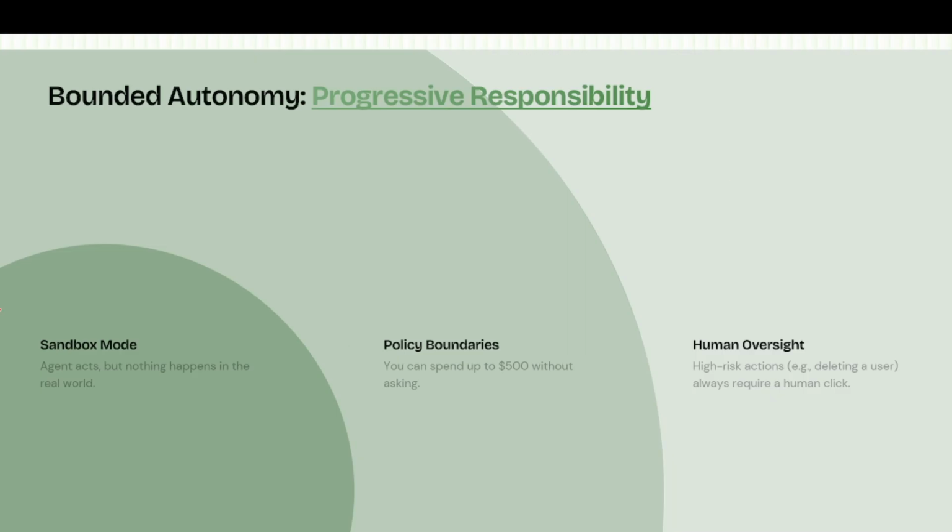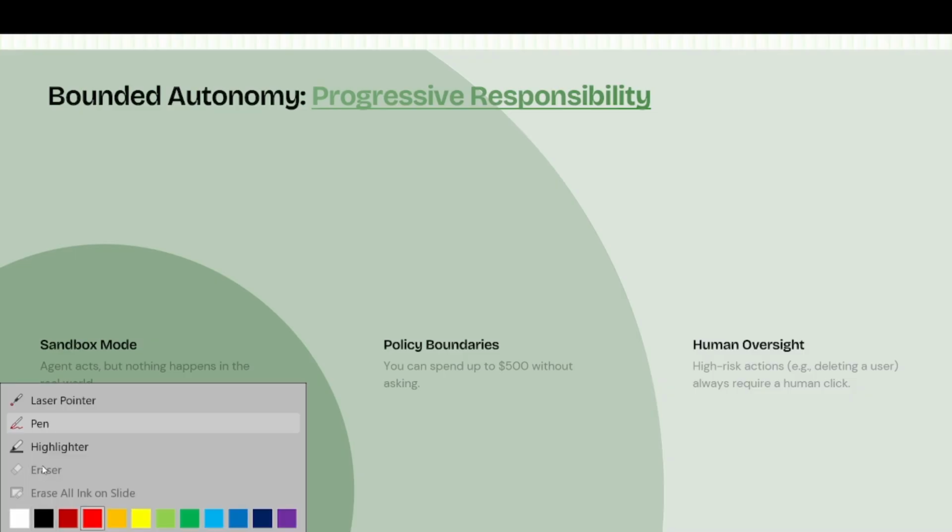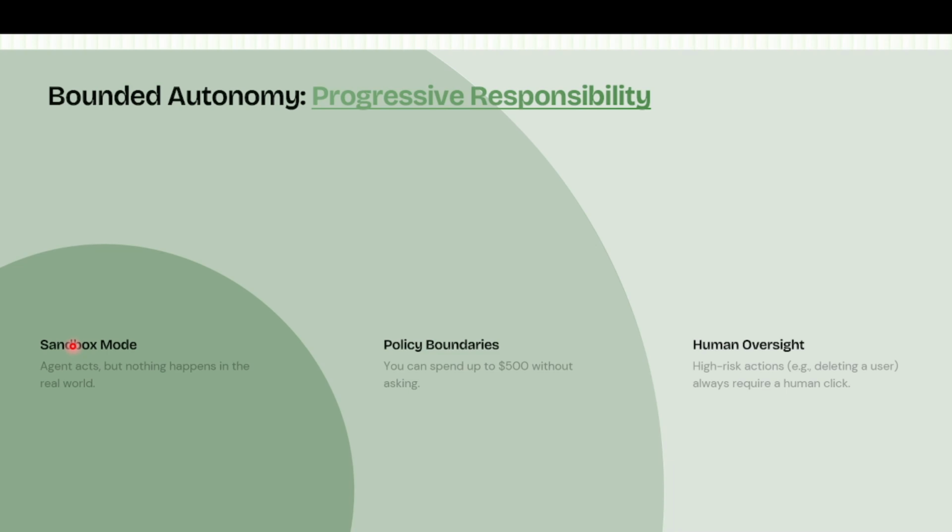So how do you design for bounded autonomy? The first thing is implementing what is known as sandbox mode. Sandboxing is limiting what the agent can do and what it can interact with. So the agent acts, but nothing happens in the real world. So the agent is sandboxed, or it is bounded into the domain. It cannot interact with other domains. It is built and contained in the particular domain, not other domains.